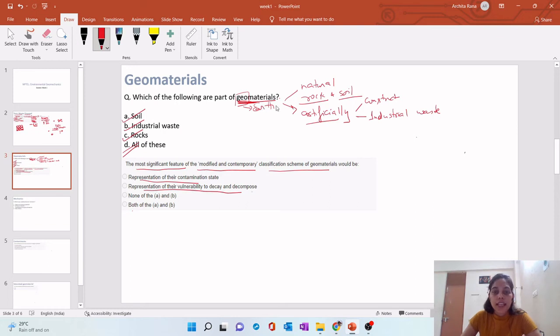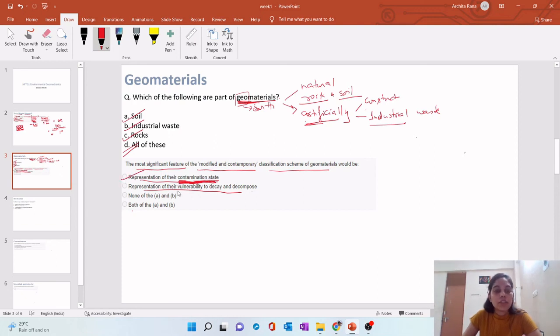As I said, the artificially made geomaterials, which are made because of construction activities or as a byproduct of industrial activities or industrial waste, as we include them in geomaterial, we need to understand their contamination state as well. How contaminated they are, right? Because if you are including anything artificially formed or formed by industrial activity, we need to understand how contaminated they are.